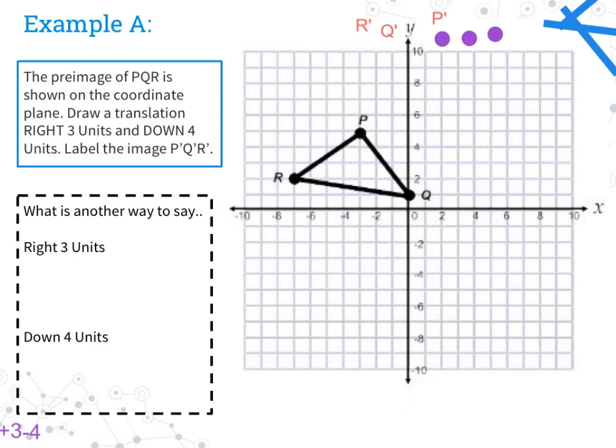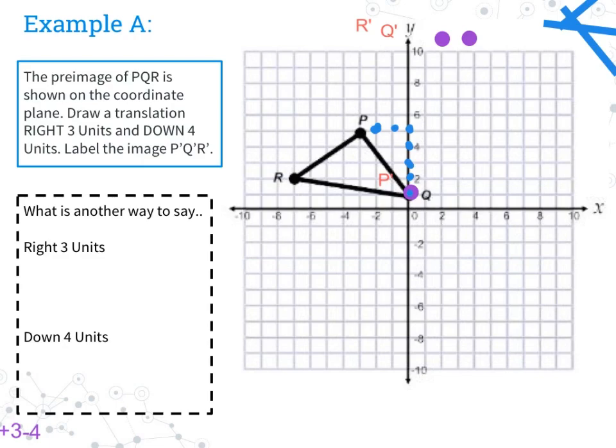So I'm going to start with coordinate P, and I'm going to count 3 units to the right and down 4 units. So I'm going to go 1, 2, 3 units to the right, and then I'm going to go down 4 units, 1, 2, 3, 4. Now it happens to land right on top of coordinate Q, and that's not a problem. I'm going to just put my point there, and I'm going to label it P prime.